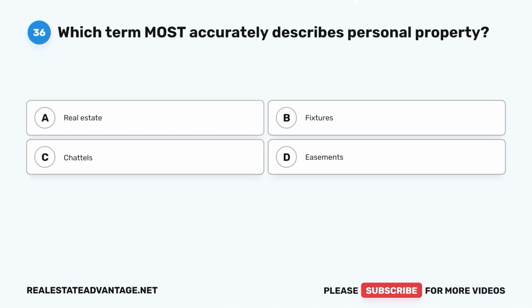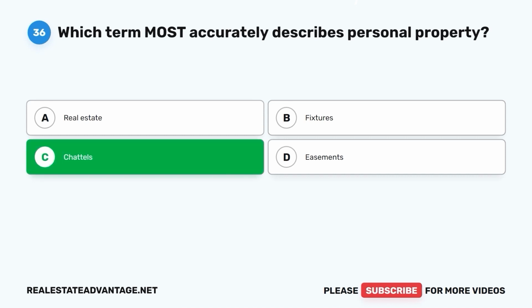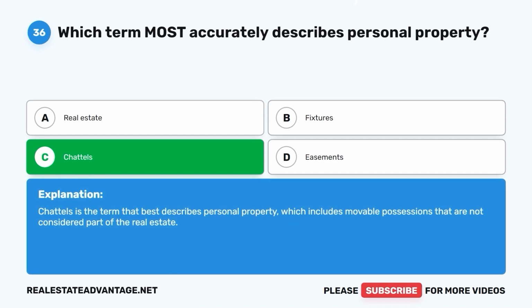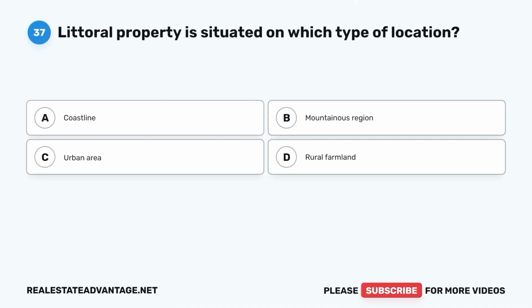Question 36. Which term most accurately describes personal property? A. Real estate. B. Fixtures. C. Chattels. D. Easements. The correct answer is C. Chattels. Chattels is the term that best describes personal property, which includes movable possessions that are not considered part of the real estate.